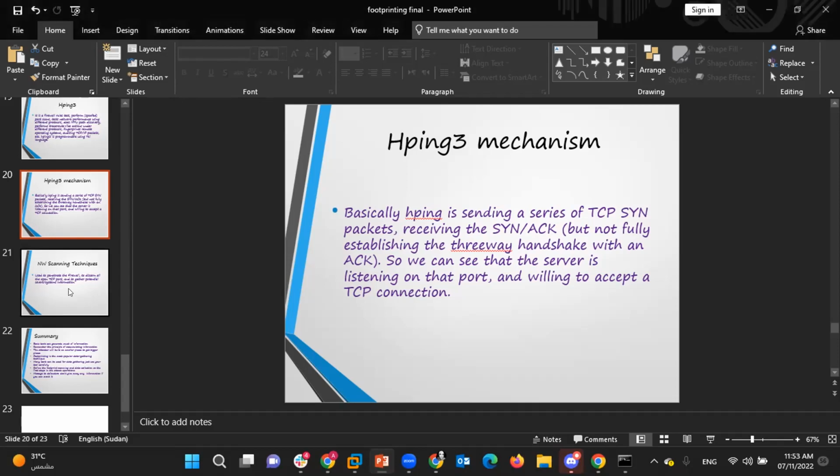Okay. For now, we have talked about these tools we can use for the footprinting process, for the reconnaissance stage, for data gathering that should be collected before any attack.